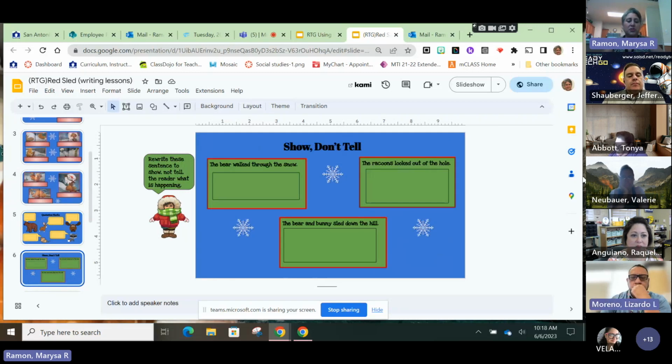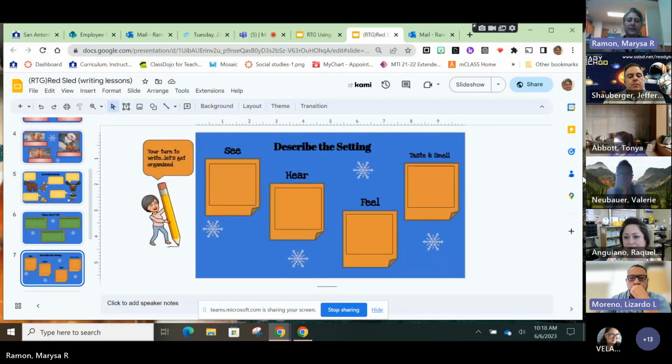This is a show, don't tell. So they're rewriting their sentence to show, not tell, what the reader is saying. So adding in the visualization words, describing what was happening in that particular scene. And then they're going to get ready to do their own writing.